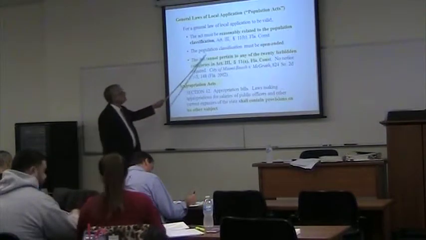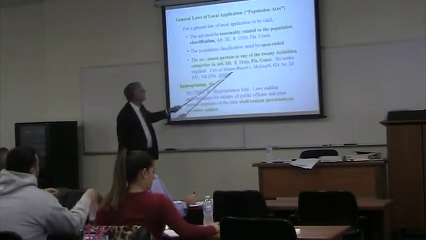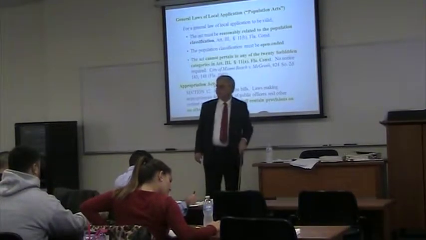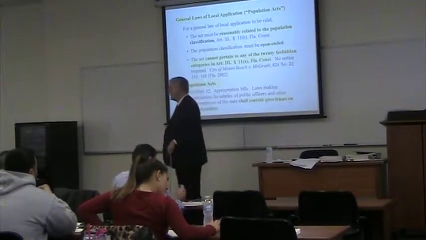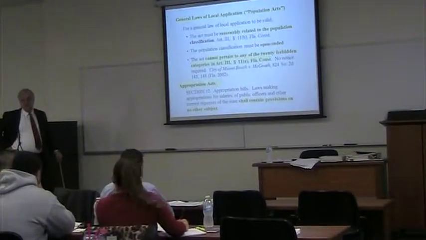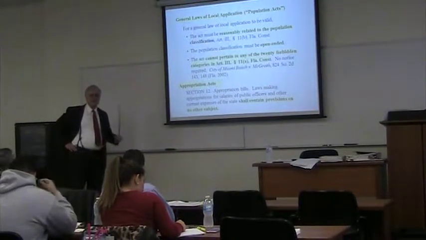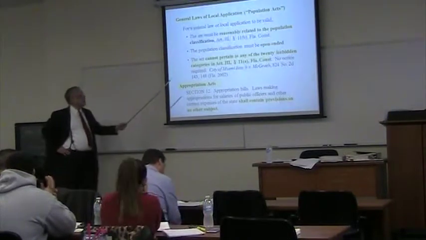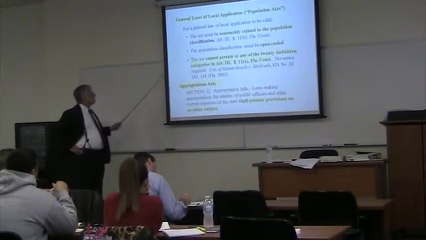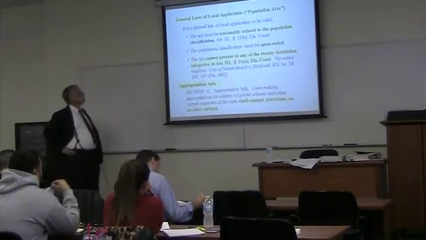The third qualification, the population classification must be open-ended, derives from the fact that a general law of local application is a general law. General laws are open-ended. If you take my driver's license example, the general law says that if you are over 16 and want to drive, you must get a driver's license. So, with respect to general laws, individuals can go in and out of the category of general laws. That is the derivation of the requirement open-ended. So general laws of local application must meet all three of these conditions in order to be valid.